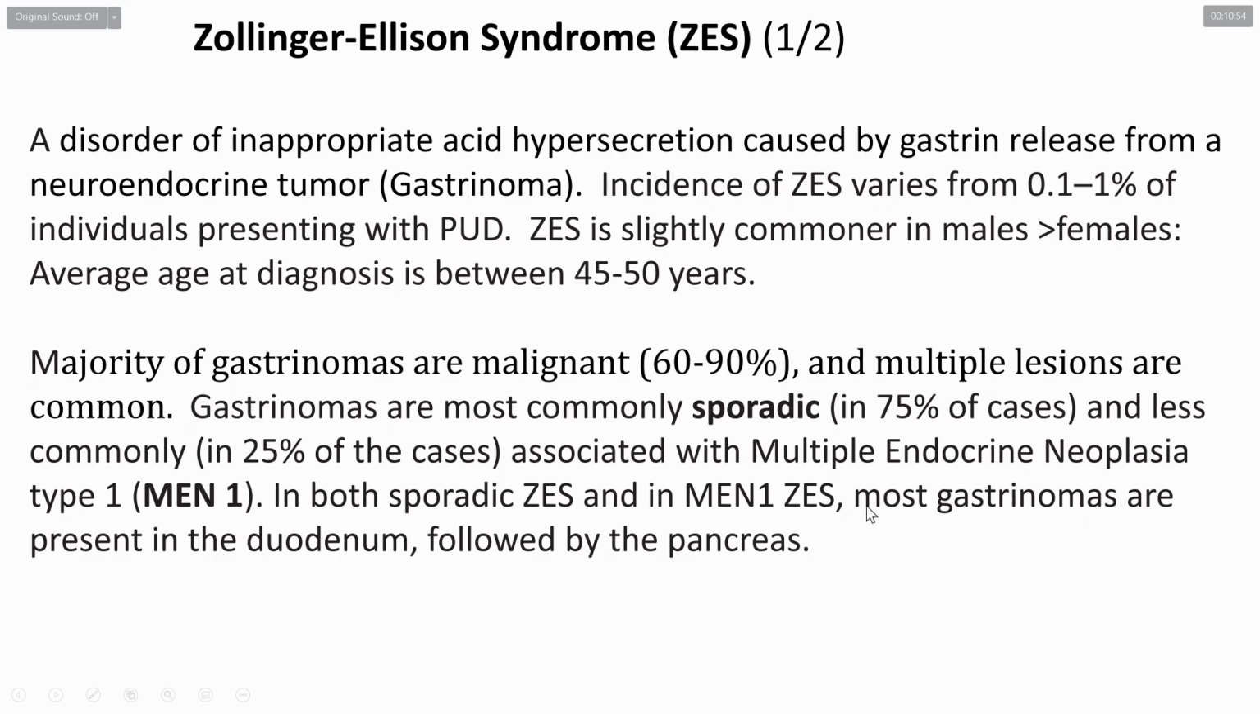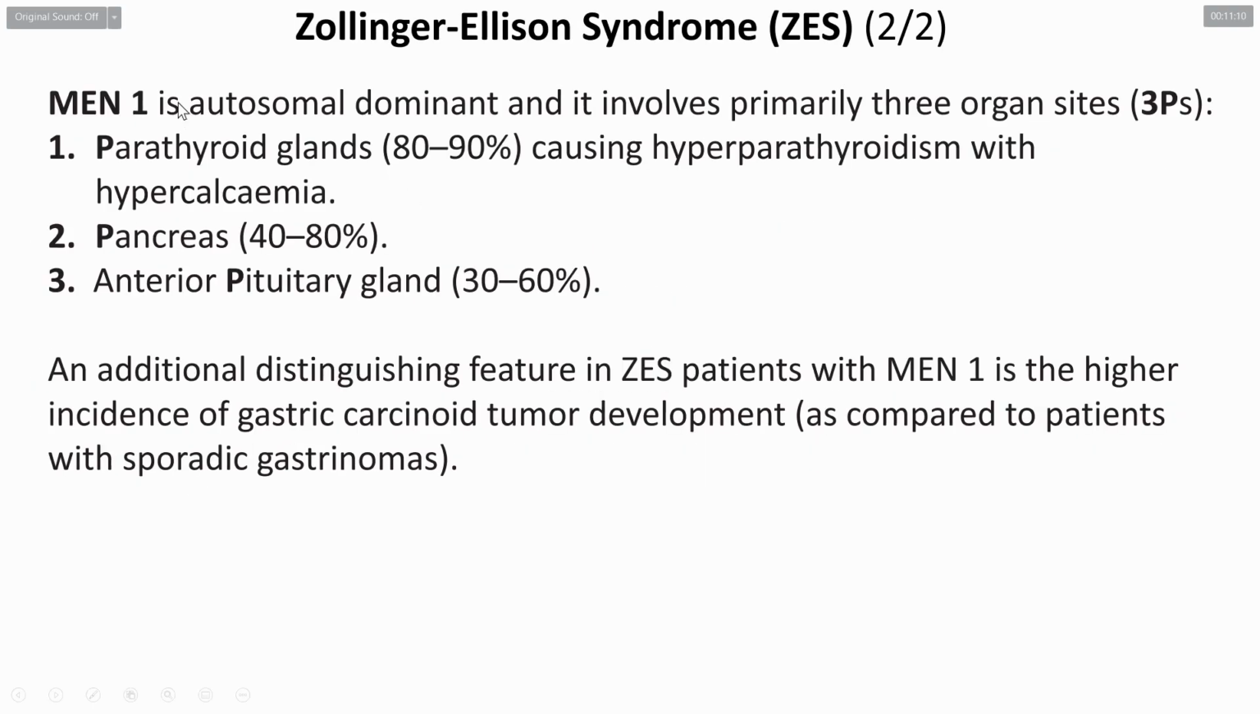The gastrinomas are not present only in the pancreas. They are present more in the duodenum than in the pancreas, but the two most common sites are the duodenum and the pancreas. Easy? Okay, what are the components of MEN 1? Do you remember them?